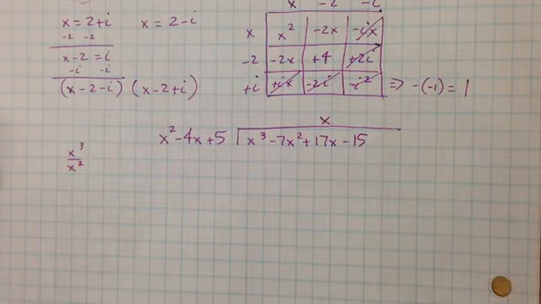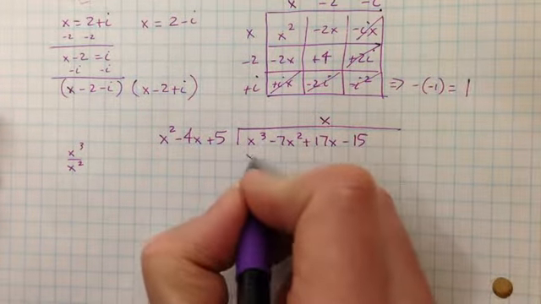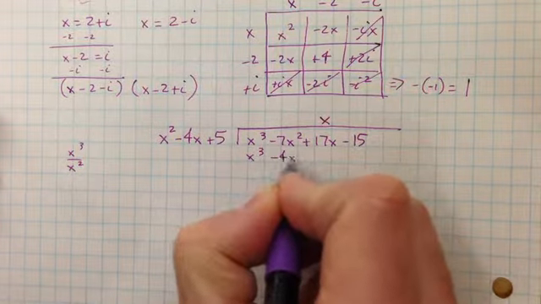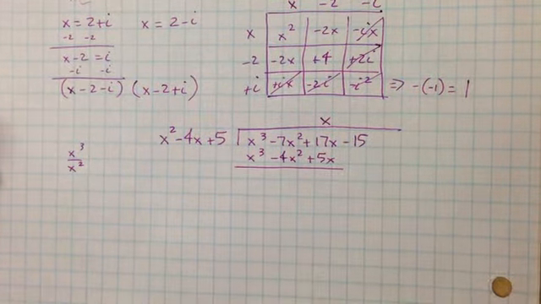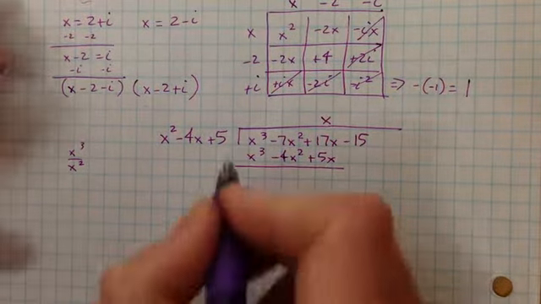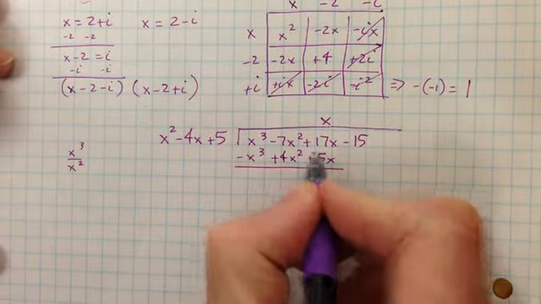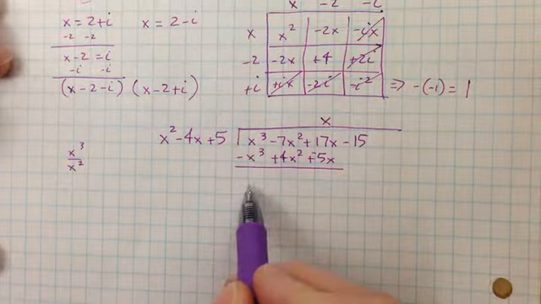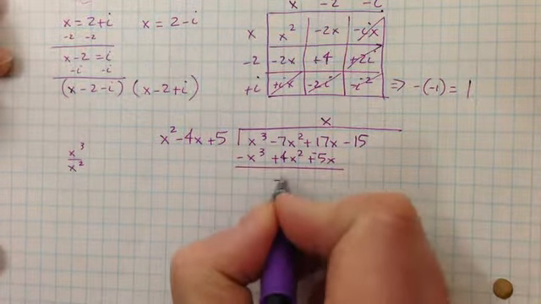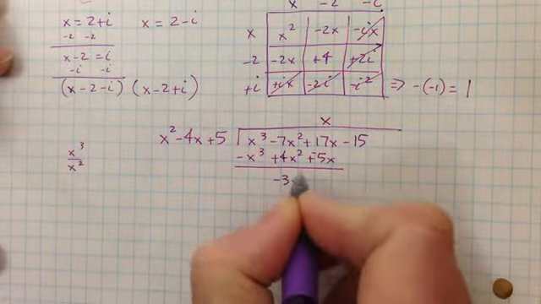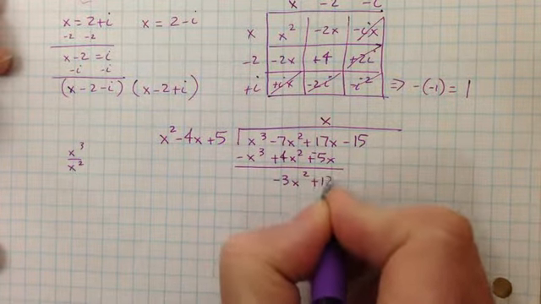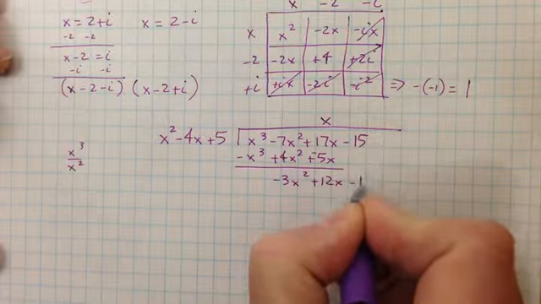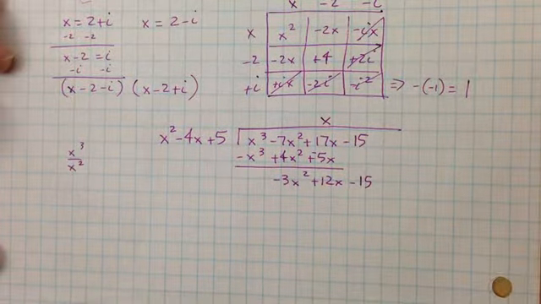Distribute that x to everything out front, giving us x cubed minus 4x squared plus 5x. We're going to come through with a sign change on that. Negative, positive, negative, and do the math. Bring everything down. That cancels. We get a negative 3x squared. Here we end up with a positive 12x, and bring down your negative 15, and you now repeat that.